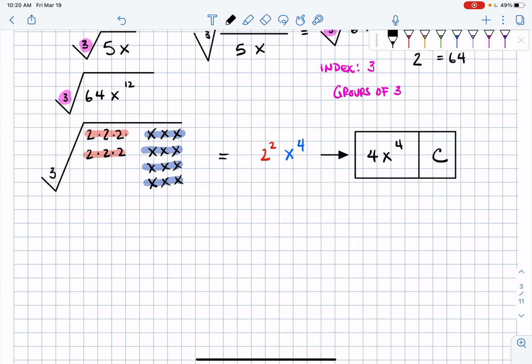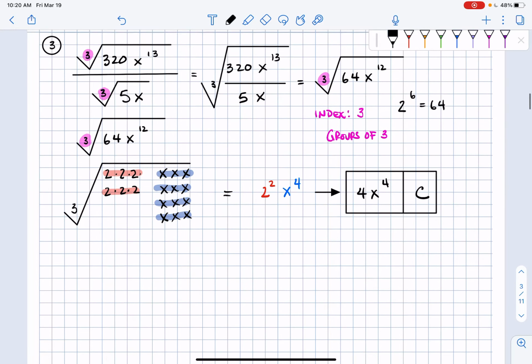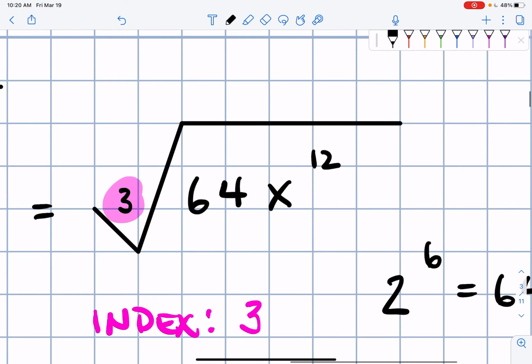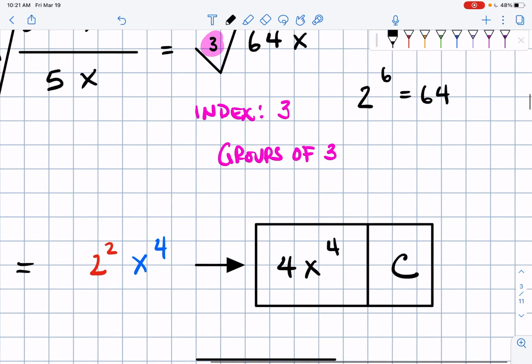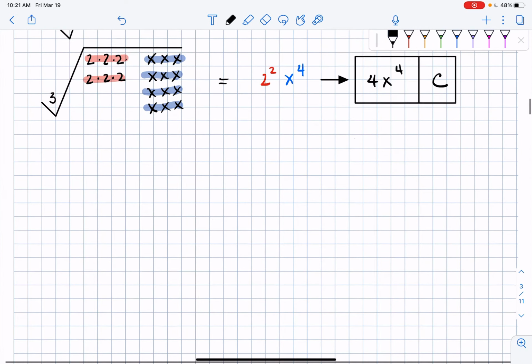Now, do you have to do it exactly this way? And the answer is no, you do not. Because you could look at the 64 x to the 12th. So you may need to break down the 64 so you know what you're looking for. But I will also say that with the x's, with the variables, it's easier, right? So if I'm looking for groups of 3, how many groups of 3 can you get with 12 x's? And you can figure that part out, that it would be 4 groups of x's, and that's why you got the x to the 4th. Okay? All right. So that's number 3.